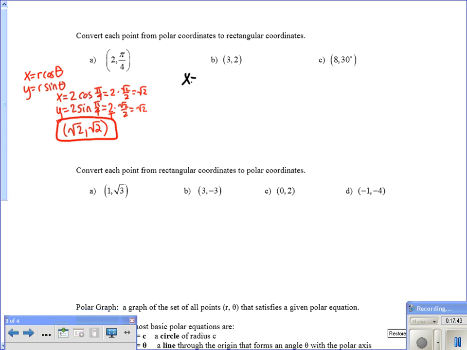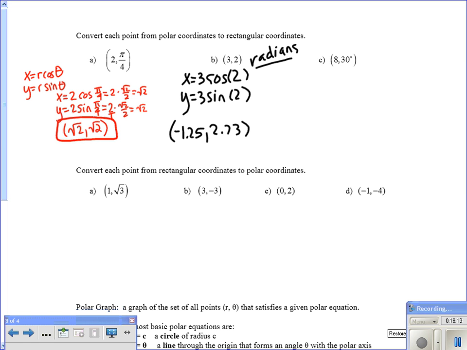Same thing. To find x, x is equal to r times the cosine of 2. Y is equal to 3 times the sine of 2. Remember, again, this is in radians, so make sure your calculator is in radians to figure this problem out. And since it's not in my unit circle, I'm going to just plug it into my calculator, and I get negative 1.25, comma 2.73.